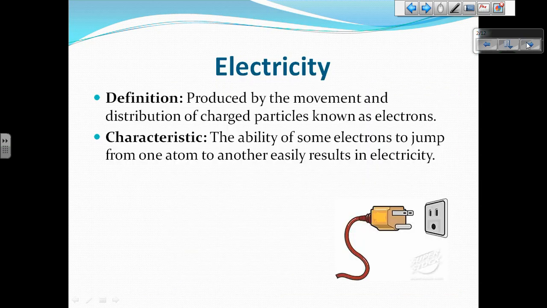First of all, let's talk about the basic definition of what electricity is. Electricity is produced by the movement and distribution of charged particles known as electrons. Remember, electrons are the parts of the atom, and the electrons are found on the outer parts of the atom, outside the nucleus. It's because of these electrons that atoms are able to combine and join with other atoms in different ways. Well, the ability of these electrons to jump from atom to atom is what easily results in what we refer to as electricity.